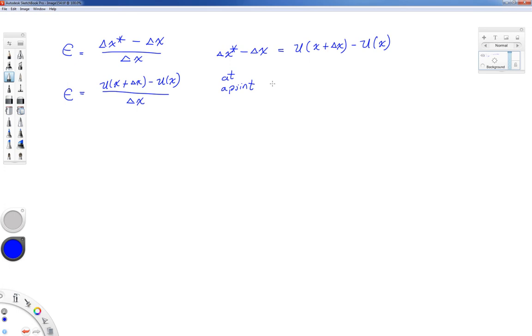If we want the strain at a point, all we're doing is shrinking the distance between C and D down to 0. We're taking the limit as the denominator, delta x, goes to 0, of u of x plus delta x minus u of x over delta x. Now, if you've been through calculus, that may look familiar to you. Hopefully it does. That's the basic definition of a derivative. And so this would be the derivative of the displacement function with respect to x.